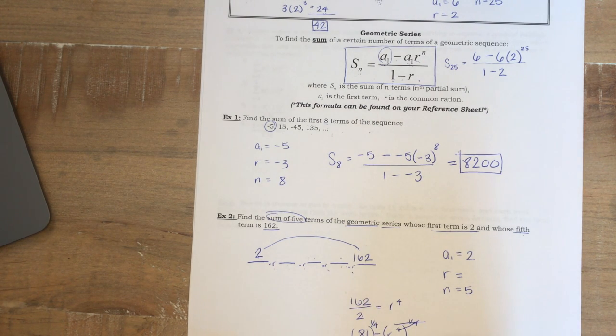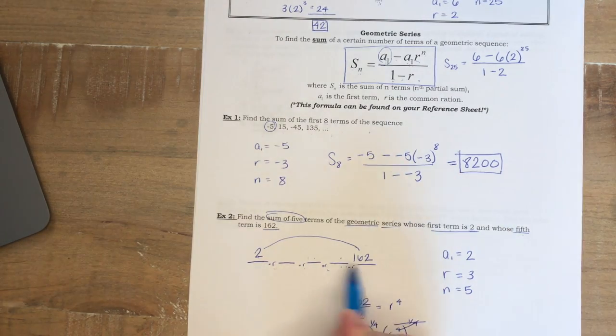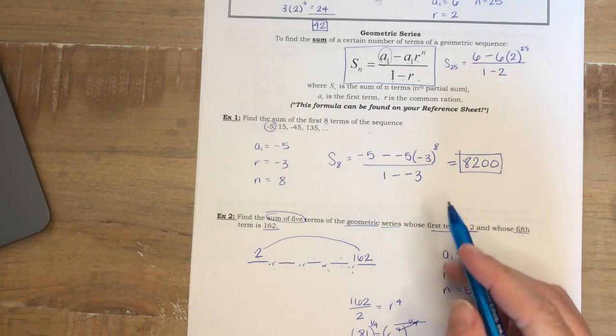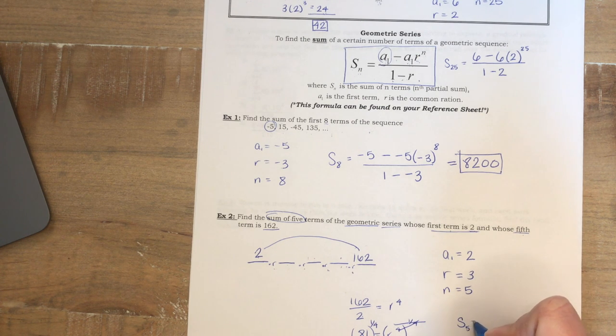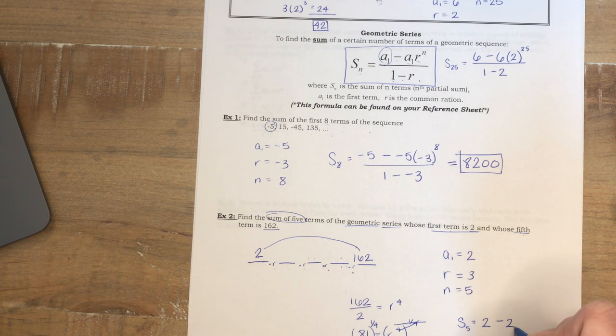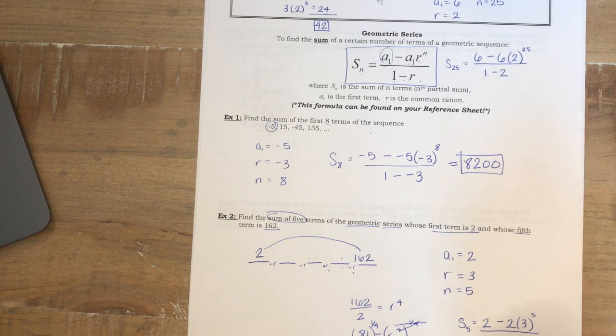So now that R is 3, now I multiply and I can find all the terms. Or I don't have to find all the terms, because I can now use my series formula that I have up here. So that's what I'm gonna use. So the sum of 5 terms, where the first term is 2, minus the first term 2 times the R, which is 3, raised to how many terms? 5 terms, over 1 minus R, which is 1 minus 3.